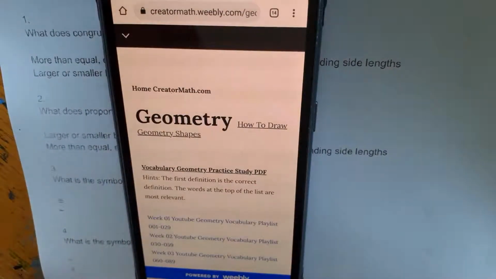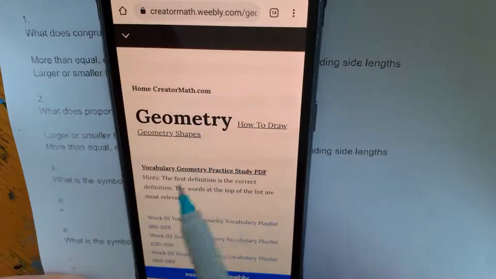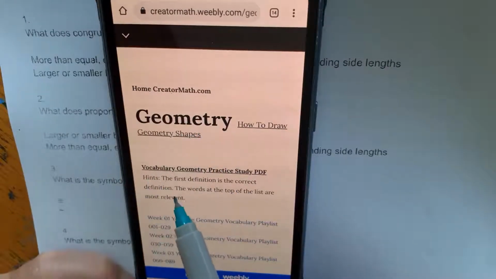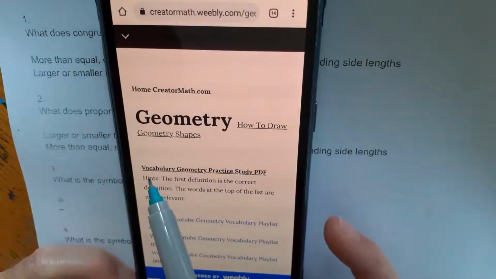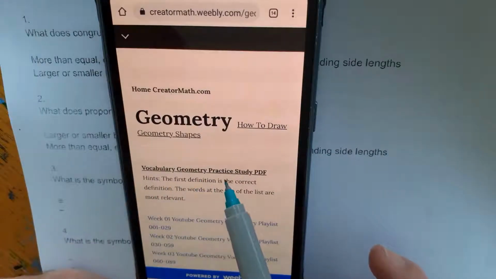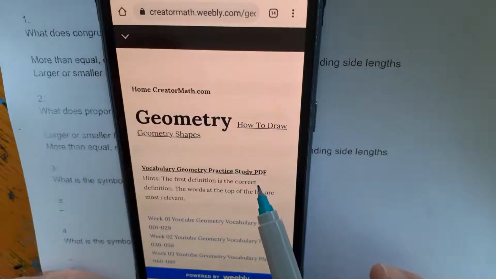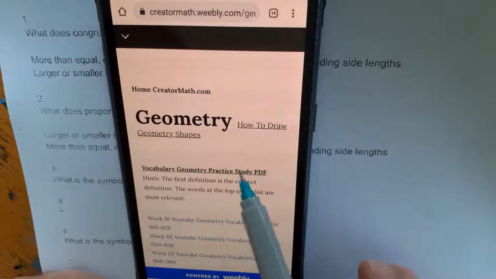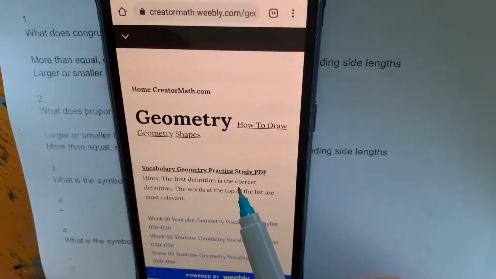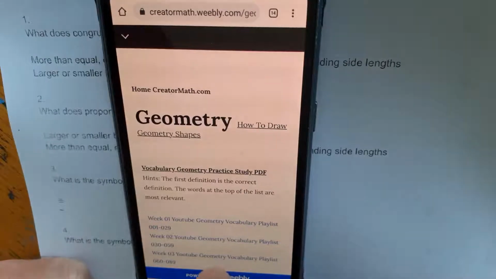To do the notes, we want to go to the Geometry tab. Notes, videos, problem sets, and vocabulary are all under the Geometry tab. So if you're not getting 100% on your vocabulary practices, make sure you know how to open the Vocabulary Geometry Practice Study PDF. It's got all the vocabulary words for the entire school year, and it's searchable. Just Google how to search a PDF with whatever device you have. It's slightly different with every device.